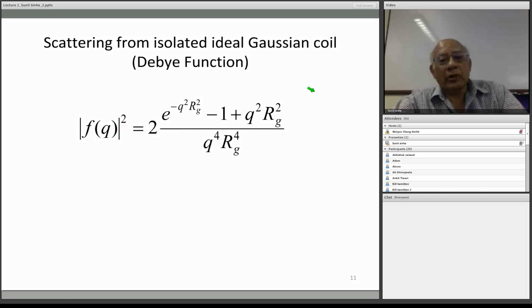Now, to go through some examples, here's scattering from an isolated ideal Gaussian coil. If you take a polymer in an ideal solvent in solution, it can form something close to an ideal Gaussian random coil, and the form factor for that was worked out and is called the Debye function, and is listed here as this expression, which is often quite useful in analyzing polymer chain scattering. But of course, you may argue that you very rarely do experiments on a single isolated Gaussian coil in a solvent. If you have a very dilute polymer solution, it's true you can approach that.